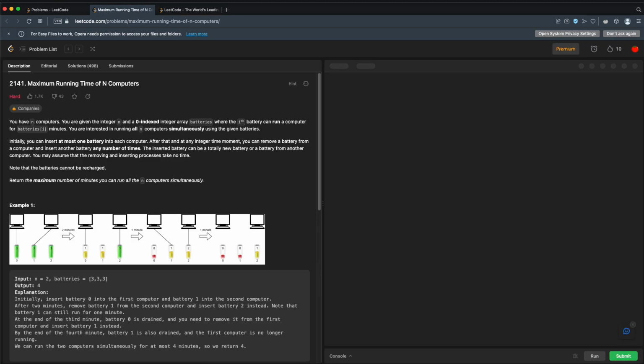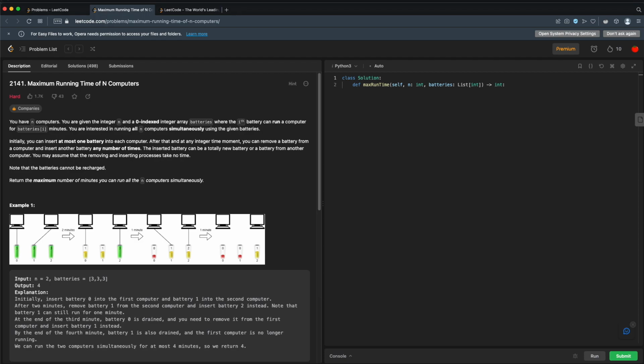Today we're looking at LeetCode problem 2141, maximum running time of n computers. This is a hard problem. You have n computers. You are given the integer n and a zero-indexed integer array batteries, where the ith battery can run the computer for batteries[i] minutes. You're interested in running all n computers simultaneously using the given batteries.